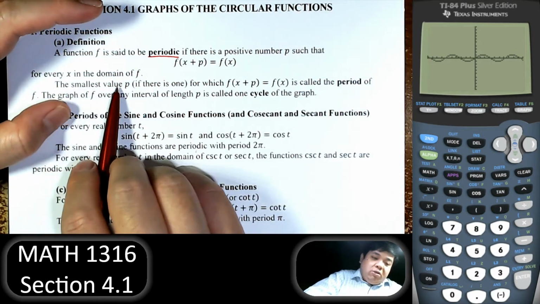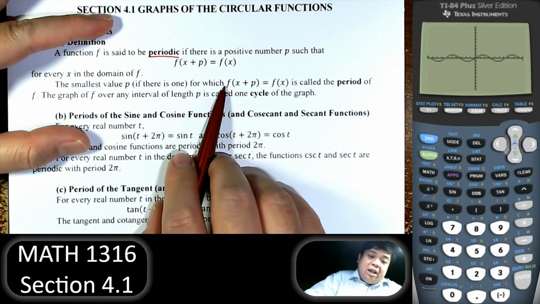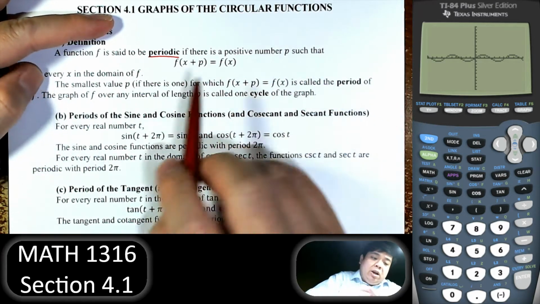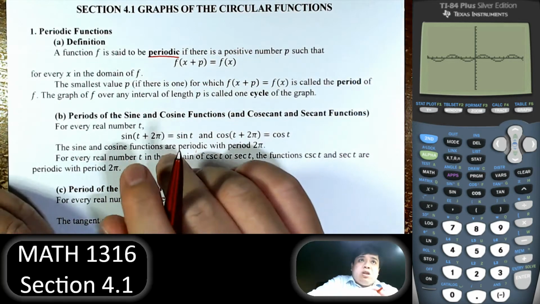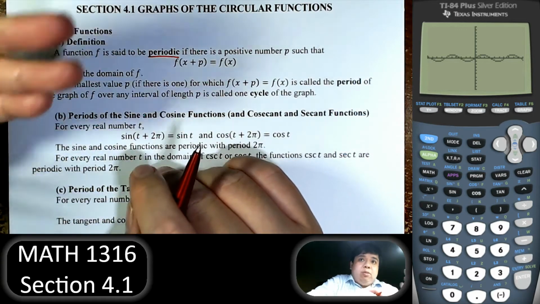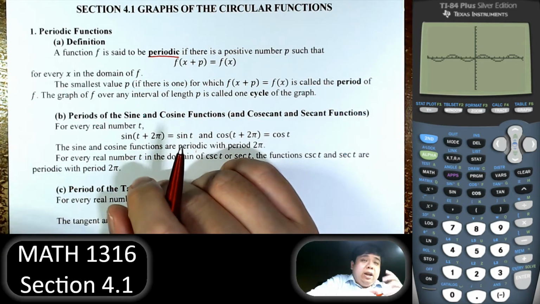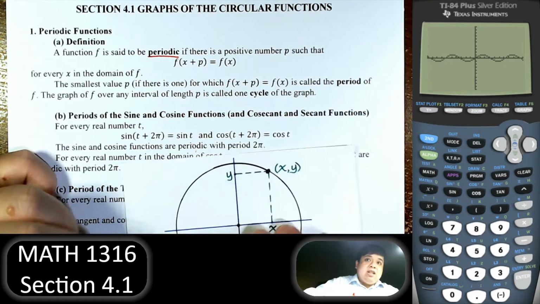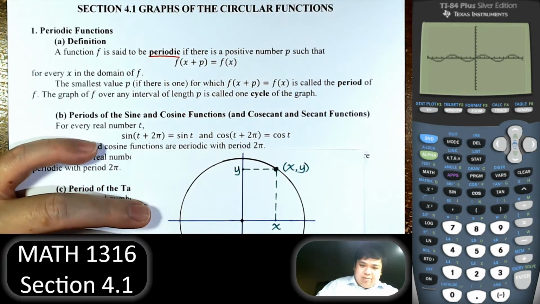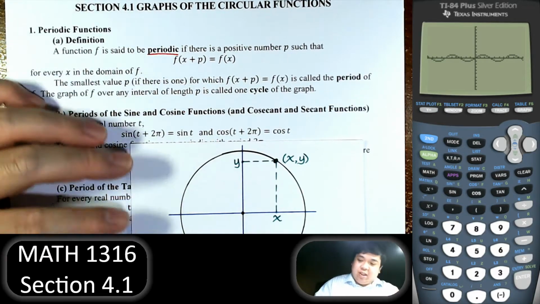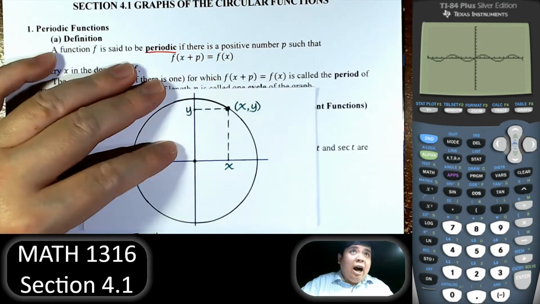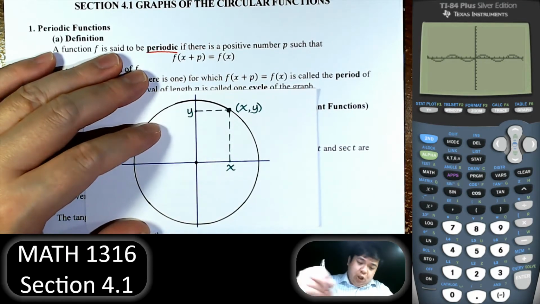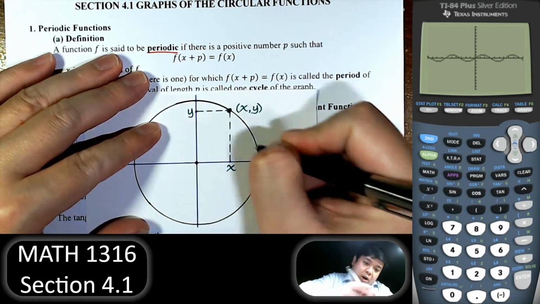The smallest value p, if there is any, such that f of x plus p is equal to f of x is called the period of the function. So the period of the function is where the function repeats itself, and it is the smallest number after which the function repeats itself. Of course, circular functions are defined based on the unit circle, with radius 1.